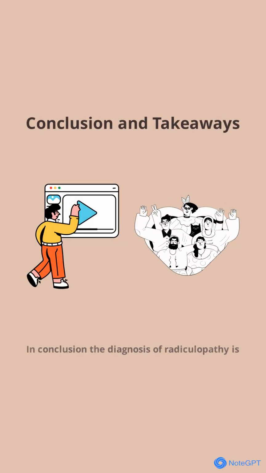In conclusion, the diagnosis of radiculopathy is complex and requires a multifaceted approach. EMG and MRI each offer valuable information, but their combined use, along with careful clinical assessment, provides the most accurate results. By understanding the strengths and limitations of each tool, clinicians can make better decisions and improve patient care.